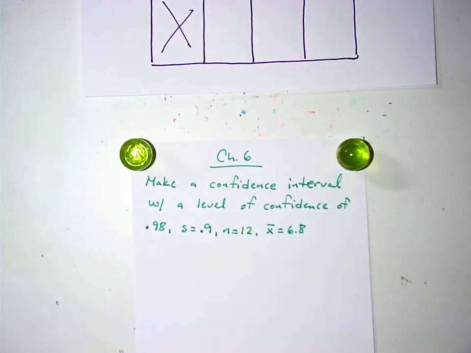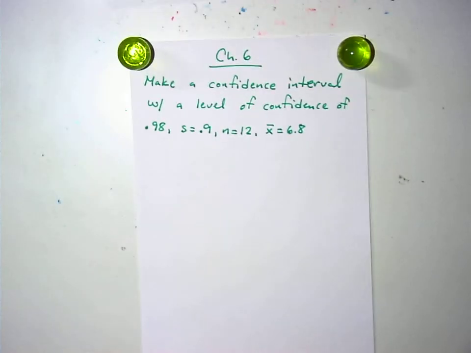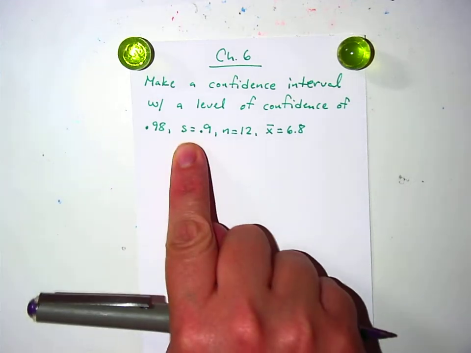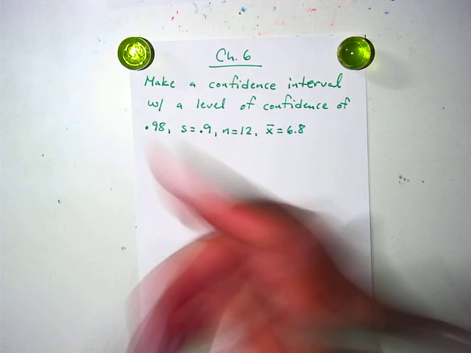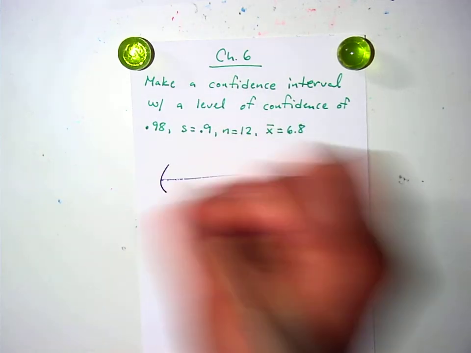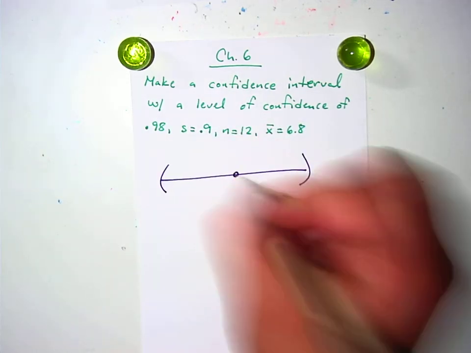Confidence interval time. All right, make a confidence interval with a level of confidence of 98%, and the sample standard deviation is 0.9, n is 12, and x bar is 6.8. So the first thing you have to decide is what kind of confidence interval formula should I use? The choices are z, t, or a p hat one. This one's definitely a t, and you can tell because there's an s right there. You don't know the population standard deviation. So we're making one of these. It's TIE fighters.